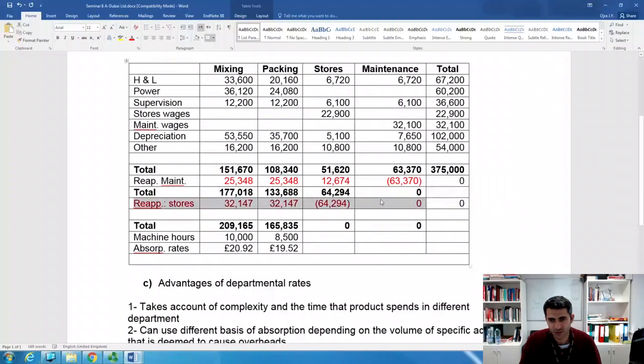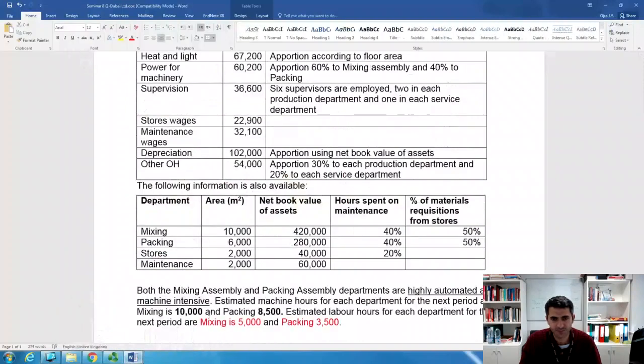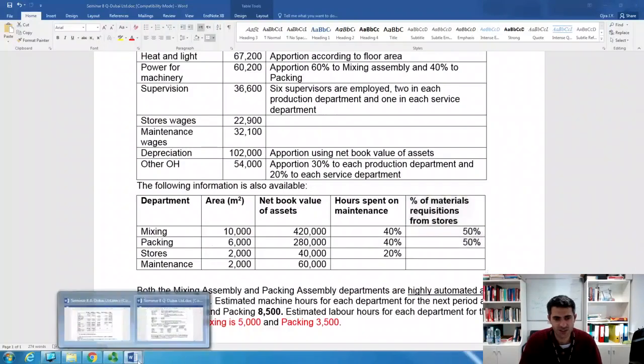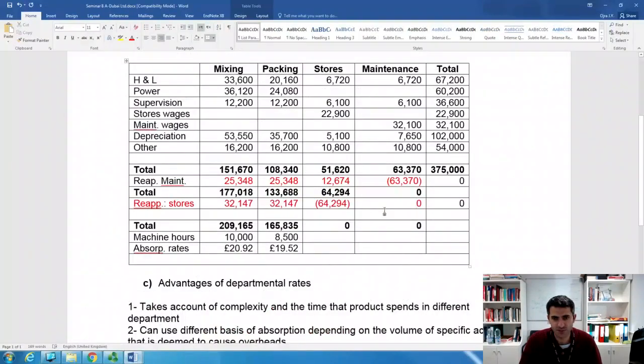So you need to go back to the question and find out. Let's have a look. Here we go. Number of materials requisitions from stores, right? So from stores is 50% mixing, 50% packaging. That does tell you it's 50%, 50%. So in this case, very simple. This number, 64,294, you just multiply by 50%, 50%, and you allocate it to the two production departments.